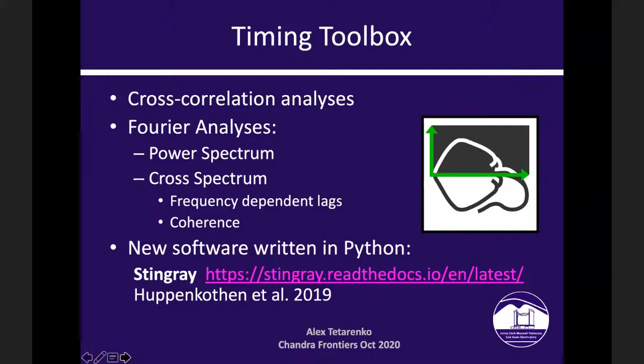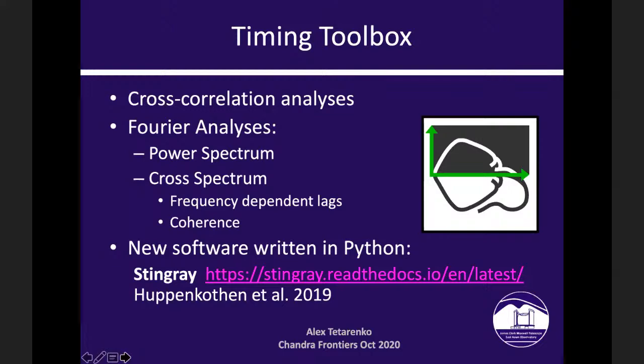And this is really useful, especially for jet studies, because within these jets, higher electromagnetic frequencies are going to probe closer to the black hole, and the lower electromagnetic frequencies are going to probe farther out in the jet flow. So by measuring these delays, we can get at the jet speed parameter, which I'll show you a bit more later on in the talk.